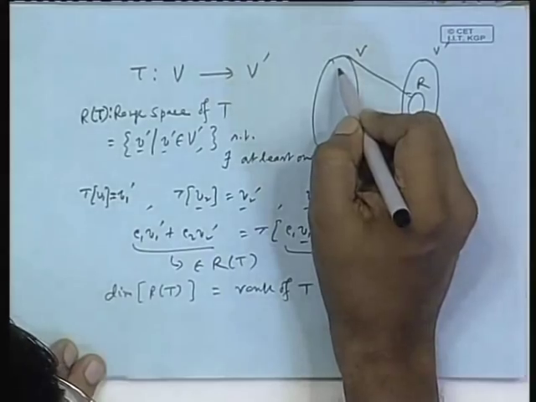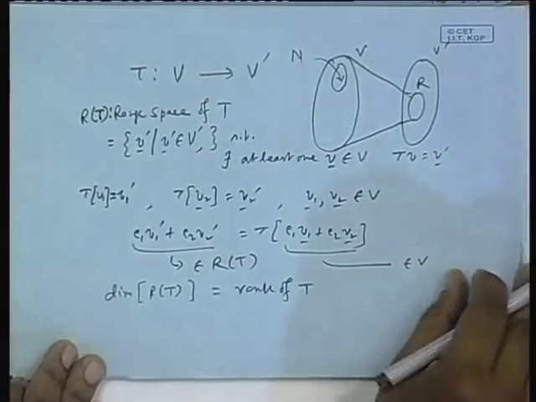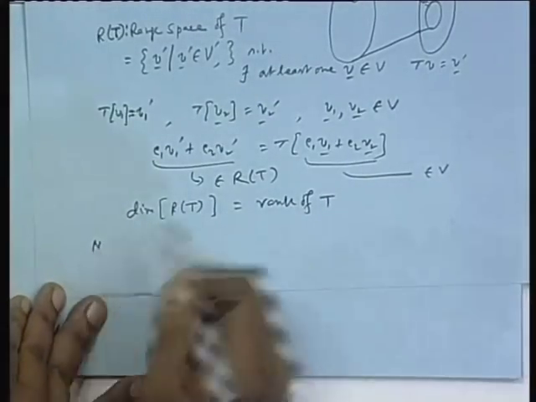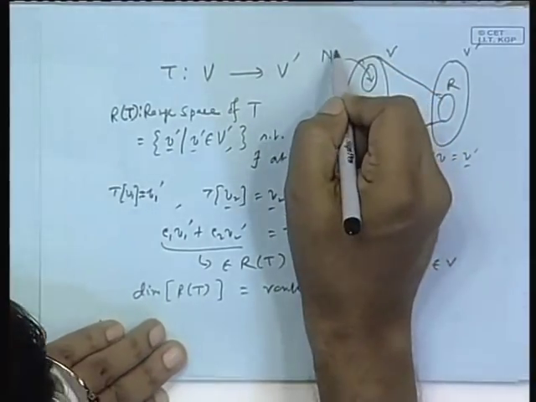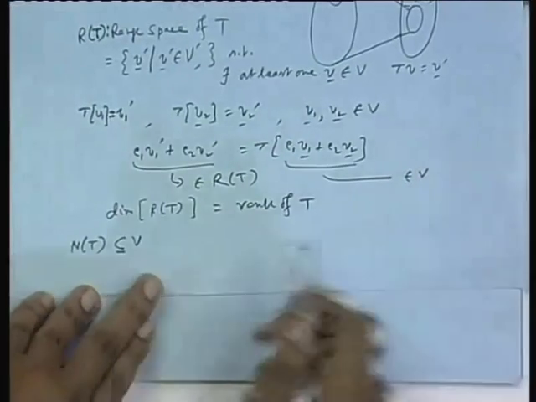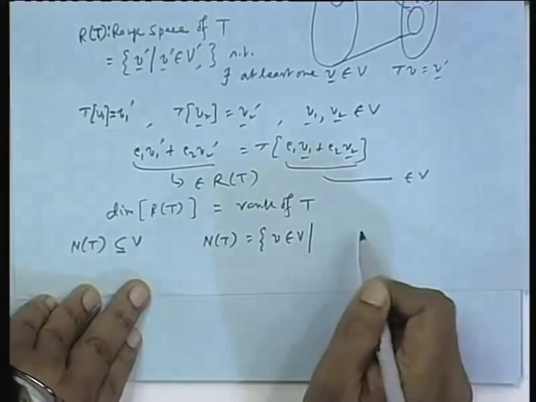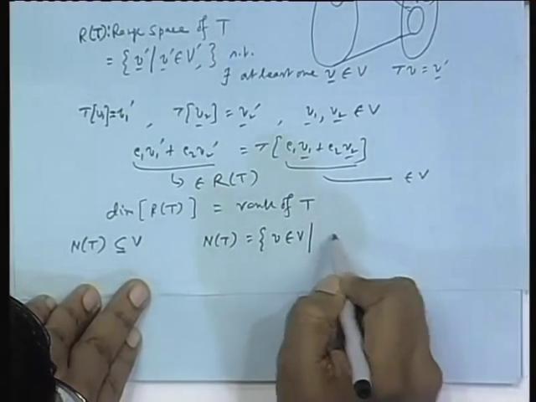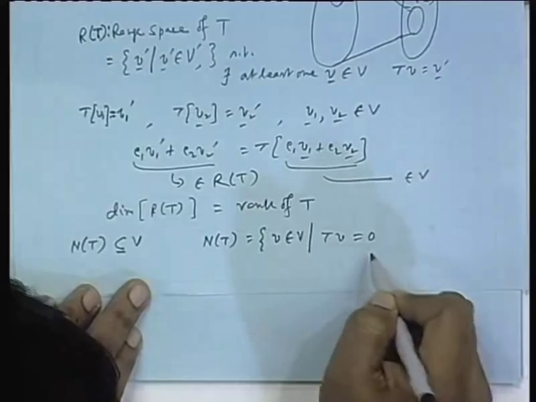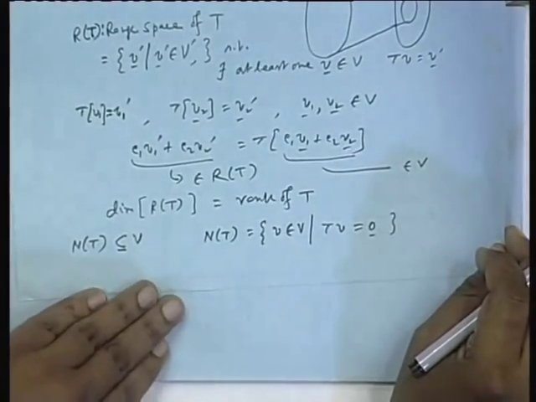Similarly, there is another space that is important, that is called the null space of the operator T, N T, which is a subspace of V. N T consists of all vectors element of V so that T V maps to 0, that is, T working on those vectors maps to the 0 of V prime. So, if you collect all these vectors, then it also becomes a subspace, and it is called the null space.